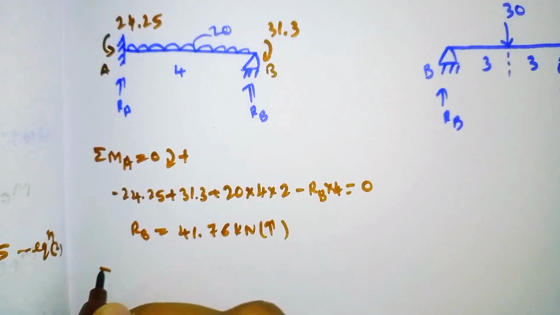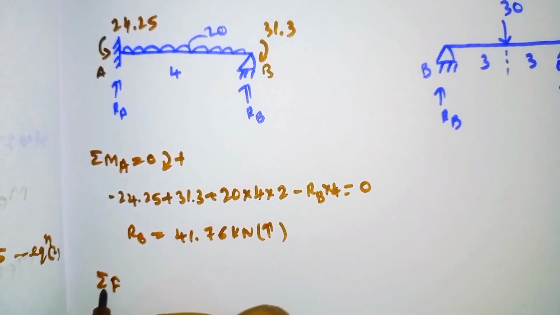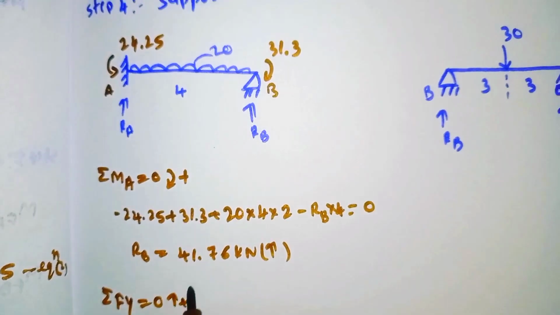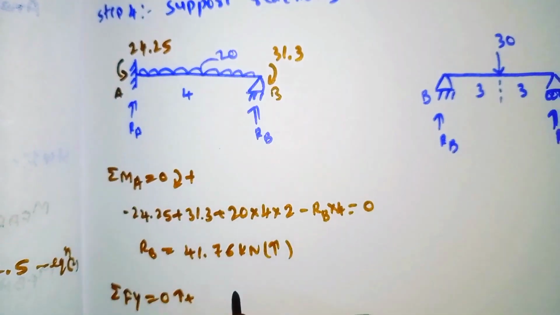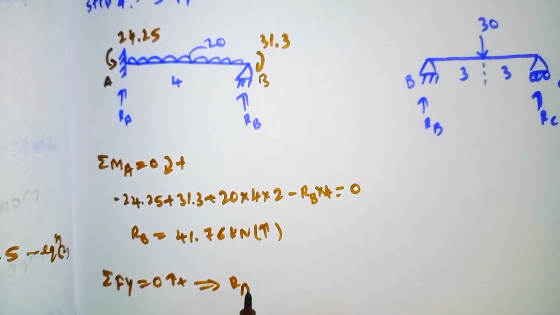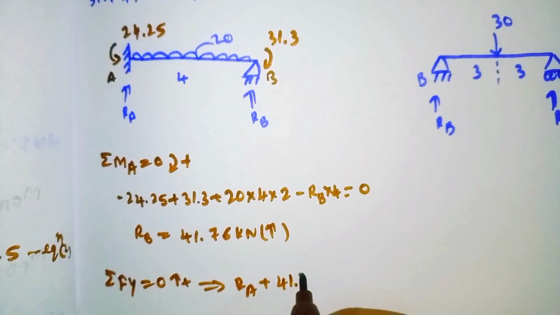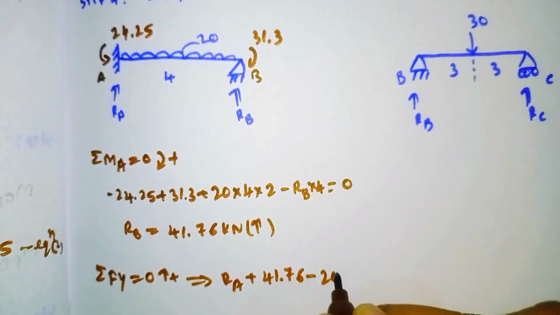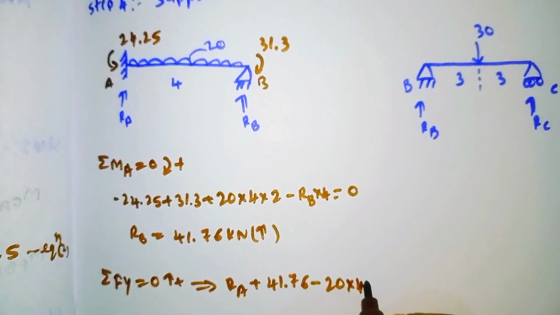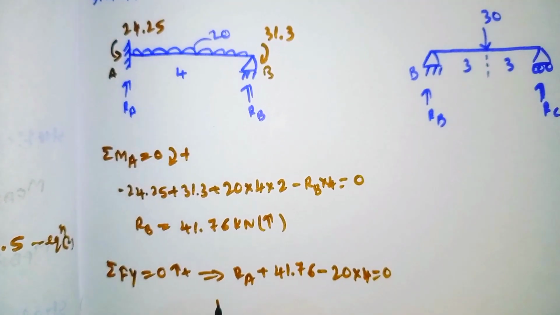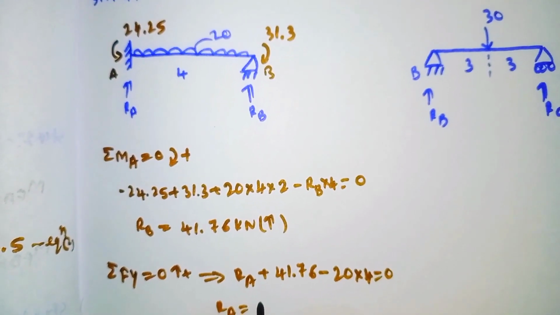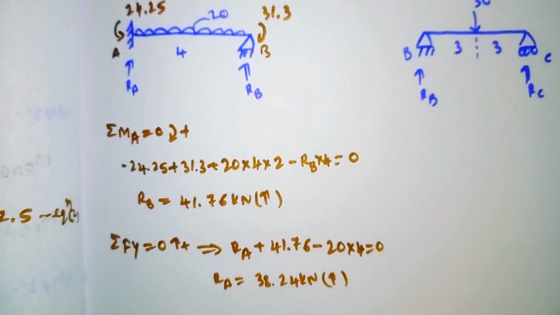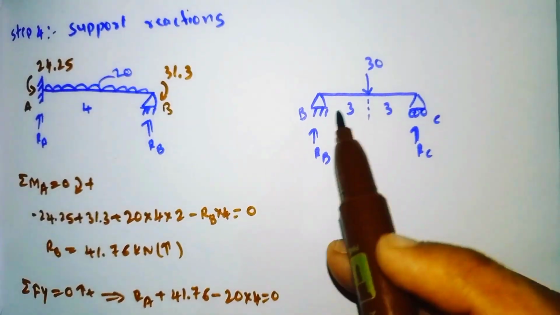So now for calculating the RA, summation of all the vertical forces is equal to 0, upward positive. So RA and RB are moving upward. So RA plus RB value we got was 41.76 minus UDL is acting downward, 20 into 4, is equal to 0. So our RA value will come out as 38.24 kilonewton. It is also positive, upward. Similarly for span BC we need to calculate.